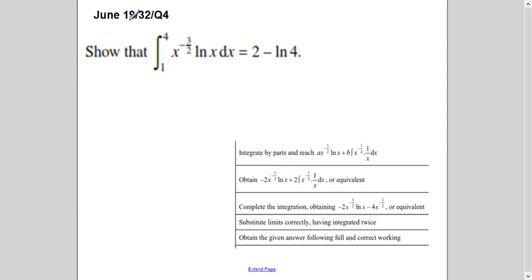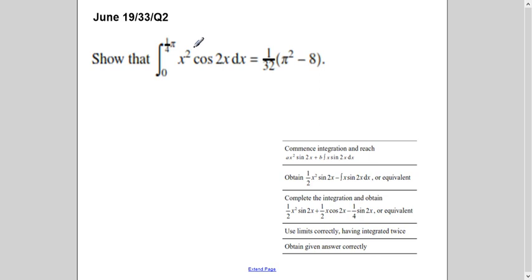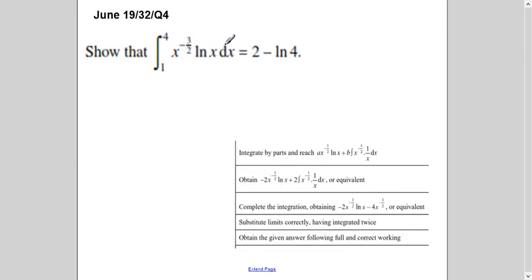I'm just giving you a hint here. The question is taken from June 1903, question 4. By the way, here, what is your u? If you remember the word LATE, just a hint, log is not present here. Algebra, polynomial, yes. So this will be your u, and this will be your v prime. Okay. So these are the questions.